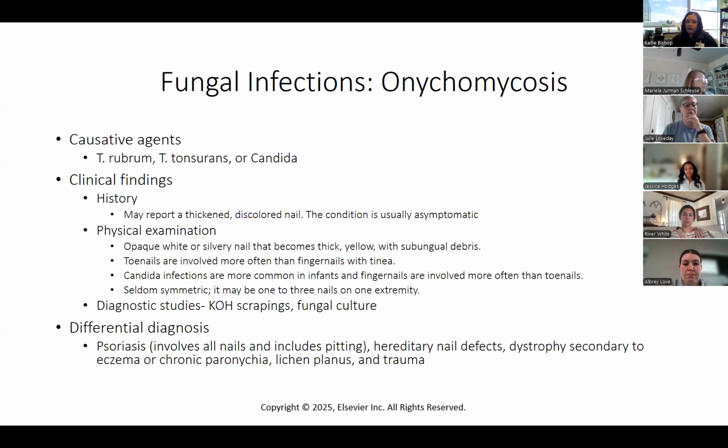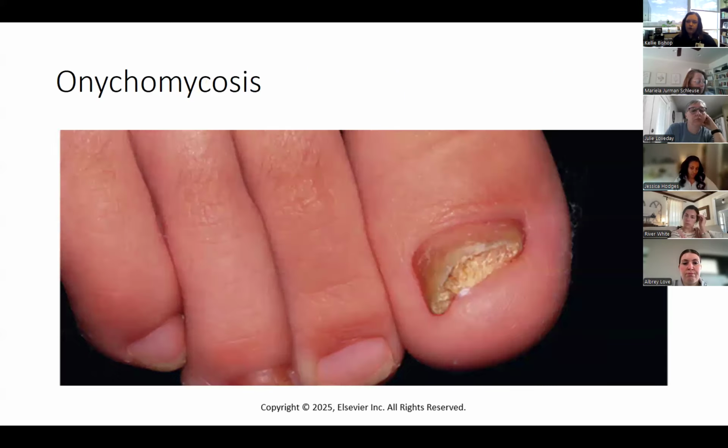All right, onychomycosis is fungal infection of the nail, commonly toenails, but it can be any nails. They usually will have a thickened, discolored nail. It usually doesn't bother them other than the appearance of it. Again, toenails are more involved than fingernails with tinea, and tinea is more commonly what we see, but candidal infections are more common in infants. And then fingernails are more involved than toenails, and that's usually because they're sucking on their fingers and putting them in their mouth. That's what it looks like.